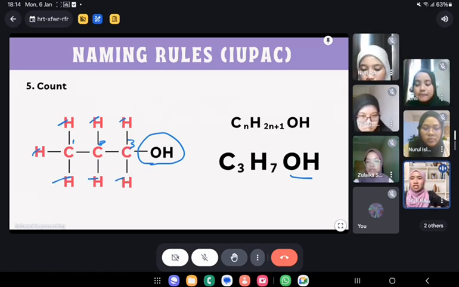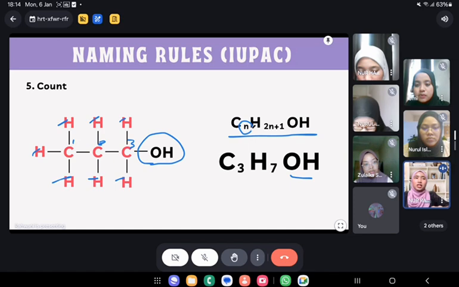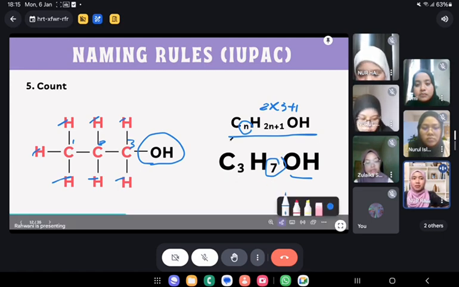So the molecular formula of this structure will be C3H7OH. But if you are not sure with your answer, you can check it by using the general formula I have provided. So N will represent the number of the carbon. So we have 3C. So for the hydrogen atom, 2 will be multiplied with 3 carbon, and then we will add 1. So the number of hydrogen will be 7. So that is how you make sure your answer is correct, by using the general formula.